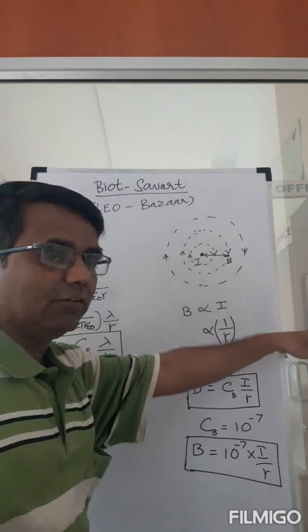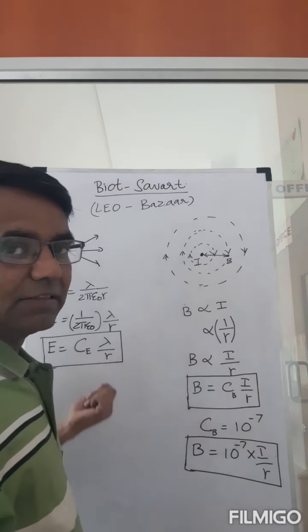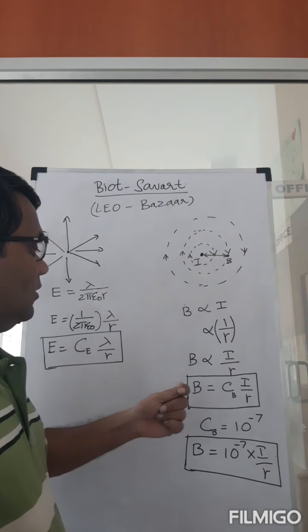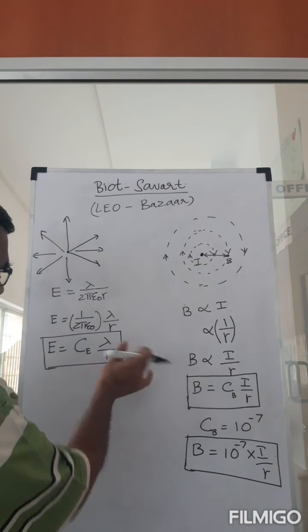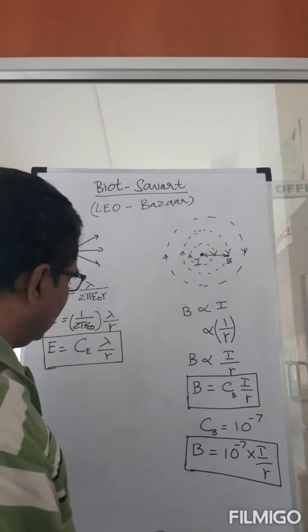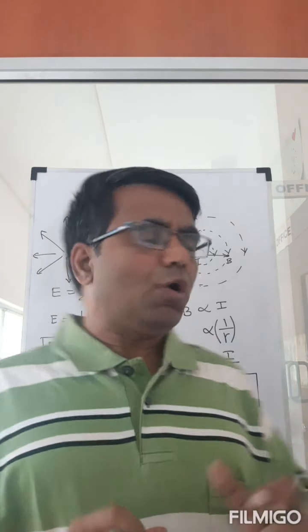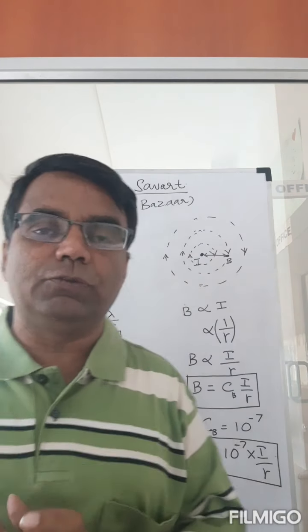The magnitude was falling off as r has increased, like lambda by r. Again, I by r. So there is a similarity you can see between these two quantities. Now, these two scientists asked this question: why does this happen? This happens because of Coulomb force.